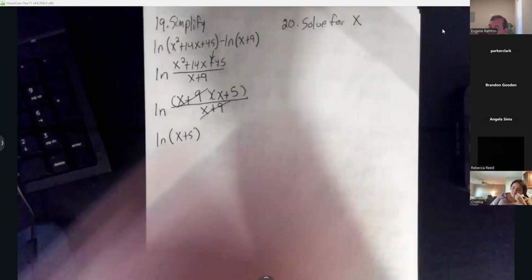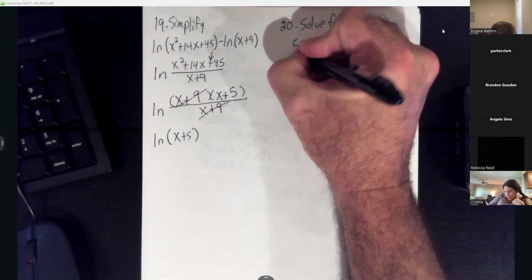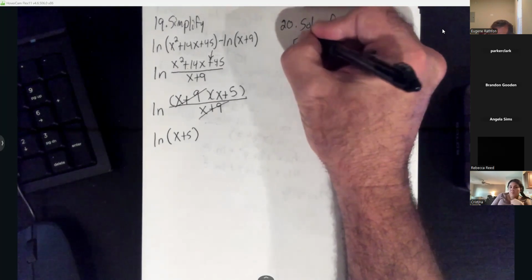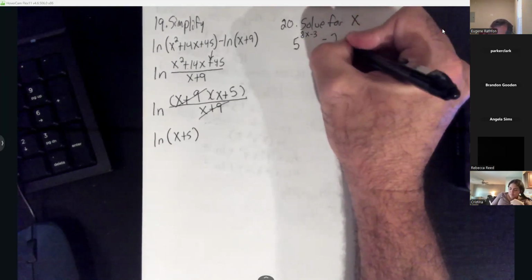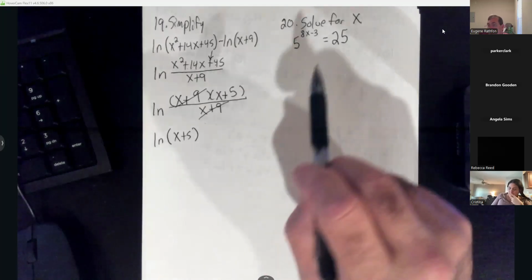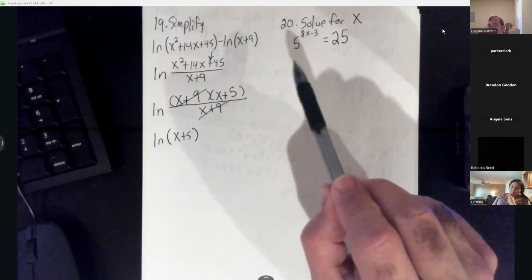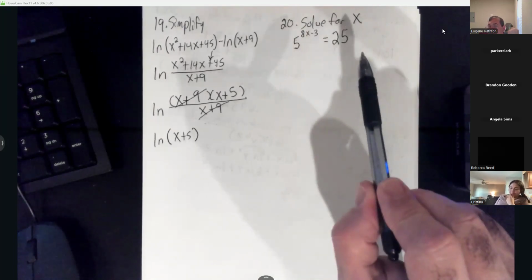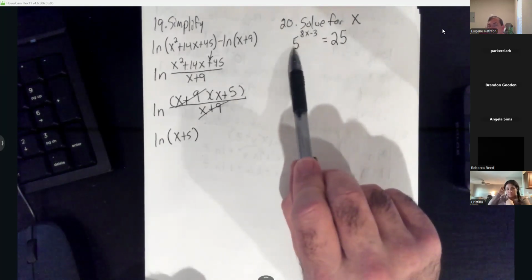All right, y'all. Number 20. Solve for x. They're giving me 5 to the 8x minus 3 equals 25. So y'all, on these exponential equations, my first job was to try to write both sides with the same base. Can you rewrite 25 using a base of 5?